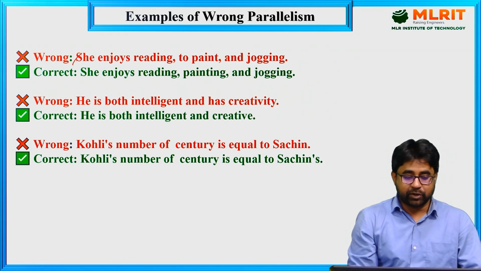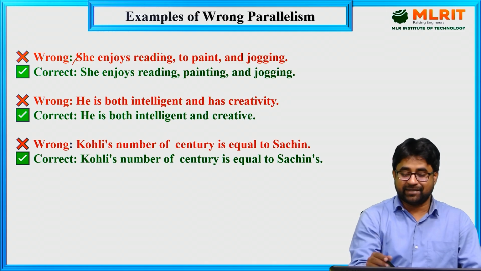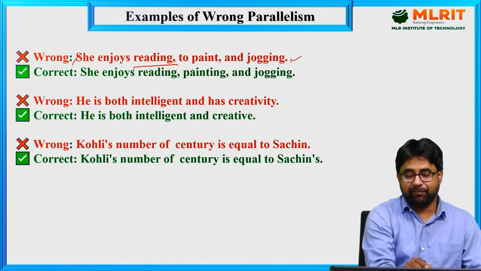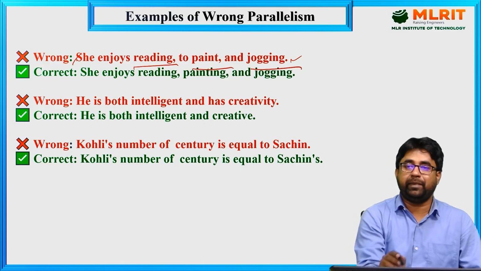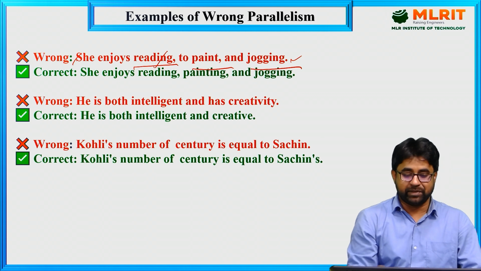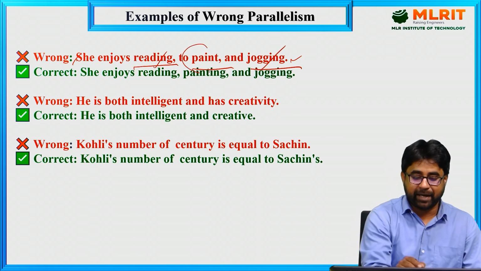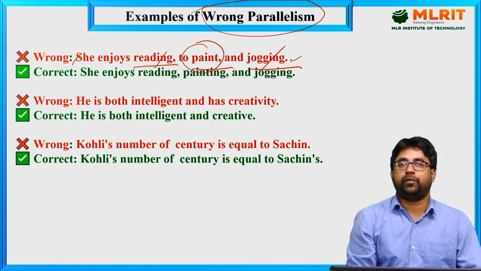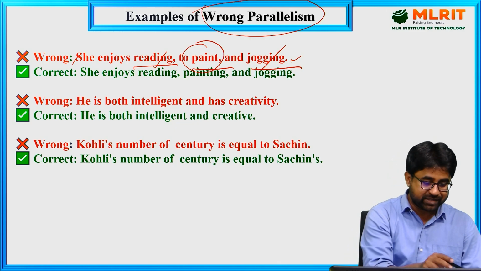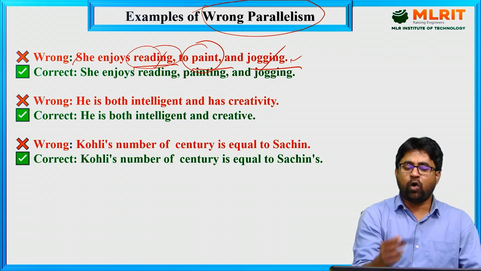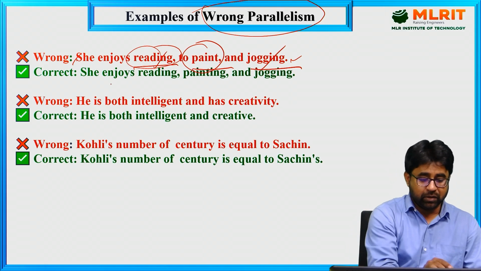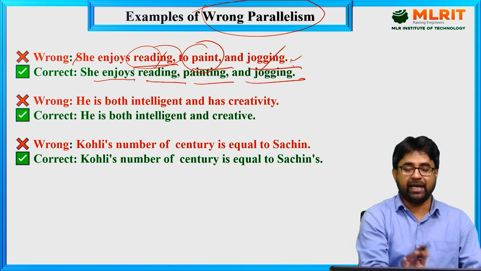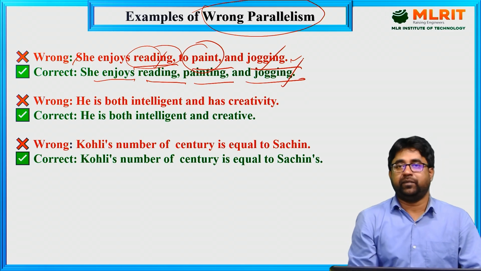So let's see the example now. The first one, she enjoys, is about maintaining the same tense form or verb form. You can see there are certain verbs: reading, paint, jogging. They are not maintaining a similar structure. Reading is in ing form, gerund form. Jogging also is in ing form, but paint is not in ing form. This is an example of wrong parallelism. How are we supposed to fix it? We should ensure all three verbs have a similar structure. So see here, she enjoys reading, painting, and jogging. All three verbs are similar, ing with ing. So that is the correct way of writing the sentence.